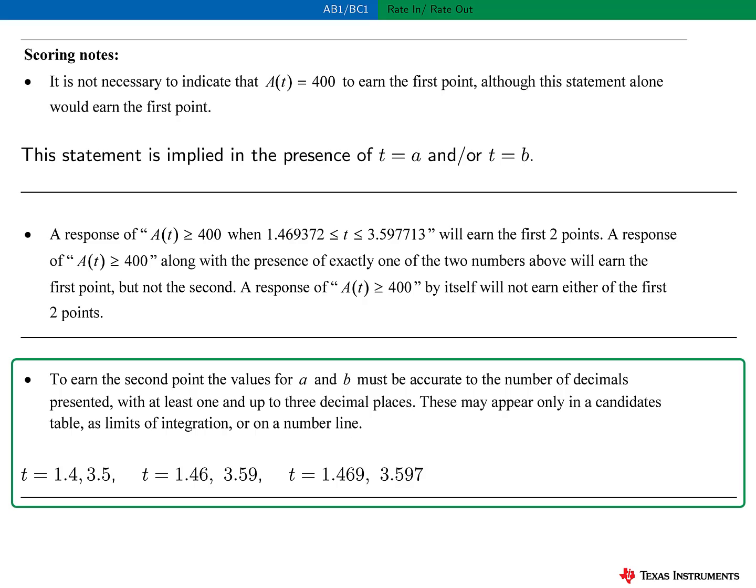Remember, the question did not explicitly ask for these values, so there is flexibility in scoring for these values. And these values could appear in a table as limits of integration, or even on a number line. Some reasonable presentation or some reasonable use of these two values. Here are the values we accept as evidence of finding the values for A and B.